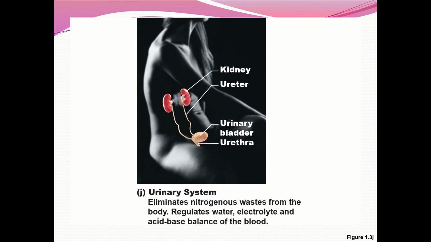The urinary system consists of the kidneys, ureters, which carry the urine filtrate to the bladder, which stores it until it is excreted down the urethra. The urinary system eliminates nitrogenous wastes from the body. It regulates water balance, electrolyte balance, and the acid-base or pH balance of the blood.